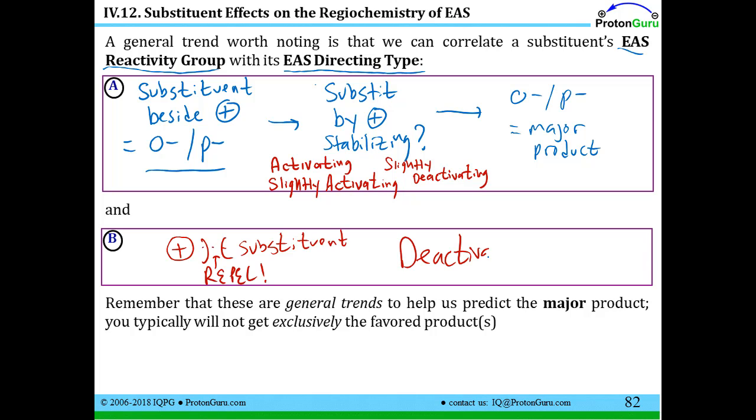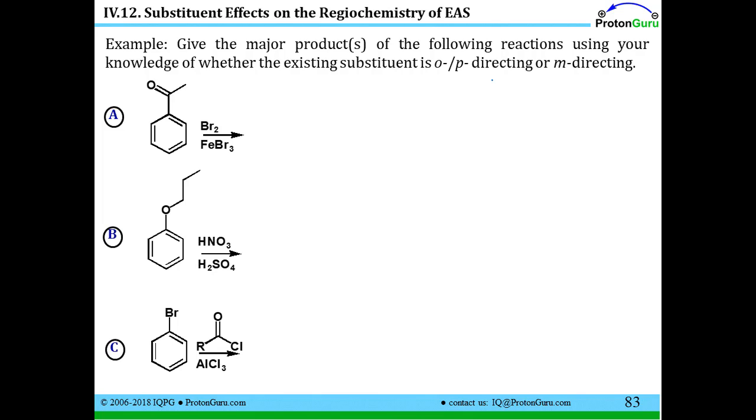This occurs for deactivating substituents. Now, if you have a deactivating substituent that would repel the positive charge if it's beside it, you do not want to place that substituent next to the positive charge, which happens in the ortho and para positions. So the major product will be the meta substitution product. So all the substituents except the deactivating lead to the ortho and para products as being the major products. The deactivating substituents are the only ones that lead to a meta substitution product.